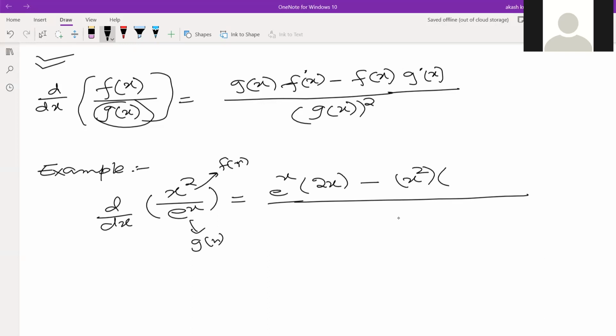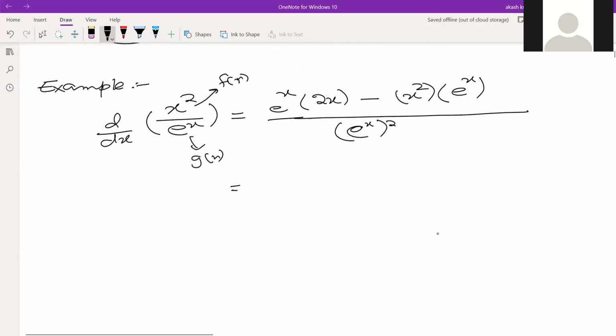And then there is g dash of x. If we differentiate the exponential function, what will be its derivative? e to the x as it is, right? And then we have to square g of x. So g of x is e to the x, and we have to take the square. Now simplifying it, it will be 2x e to the x minus x square e to the x, over e raised to the power 2x.